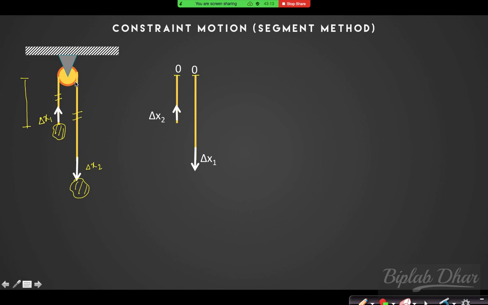So look, what we have to do here: there are 4 points. Can you see? There are 4 points of these 2 segments. If I talk about only the ends, I do not have to take any point between them. We have to only talk about the ends of the segments. So the top ends of the strings are connected with a fixed pulley.